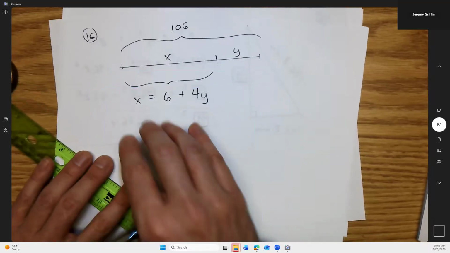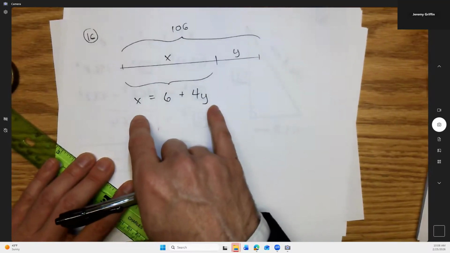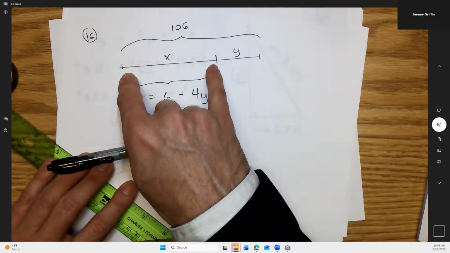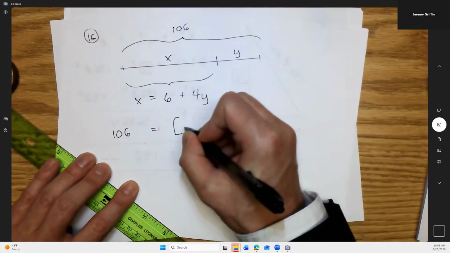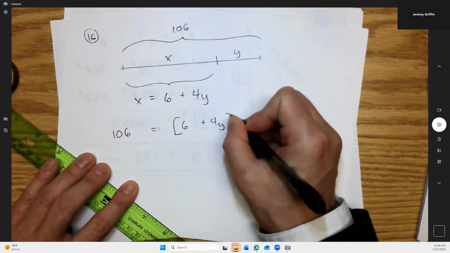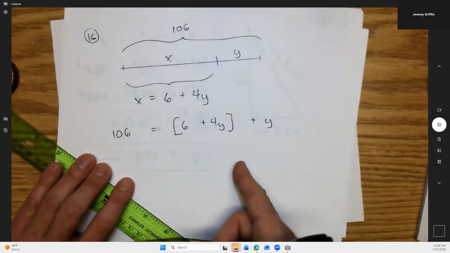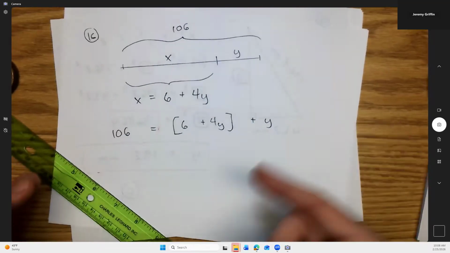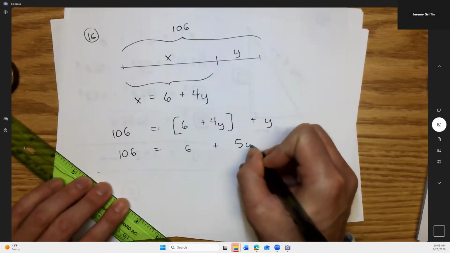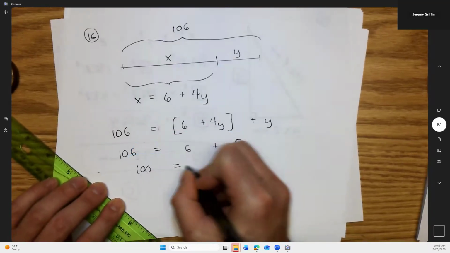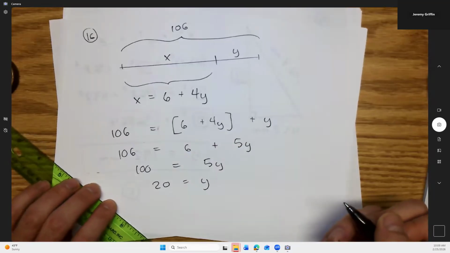Now that you have this, and you know that x plus y is 106, I can say 106 equals, of course, x plus y, but x is 6 plus 4y, and then add another y to that. So what we can do here is solve for y, and then we'll go back and solve for x later. So 106 equals 6 plus 5y. So 100 equals 5y. So 20 is equal to y. Is that okay? 20 is y.